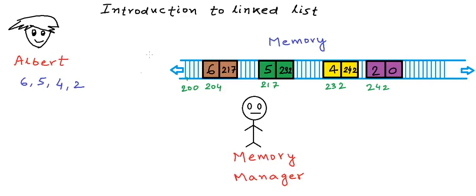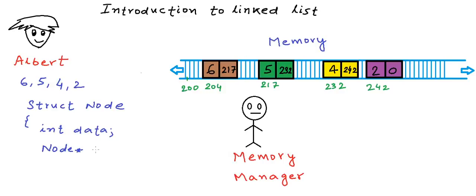So Albert now actually has to request the memory manager for a block of memory that will store two variables. One, an integer variable that will store the value of our element, and one, a pointer variable that will store the address of the next block or the next node in the list. In C, he can define a type named node like this. He will have two fields in the node, one to store the data, this field will be an integer, and one more field to store the address of the next node in the list.